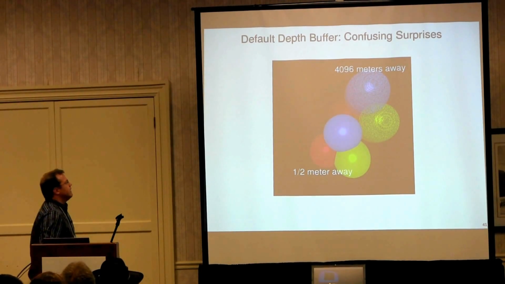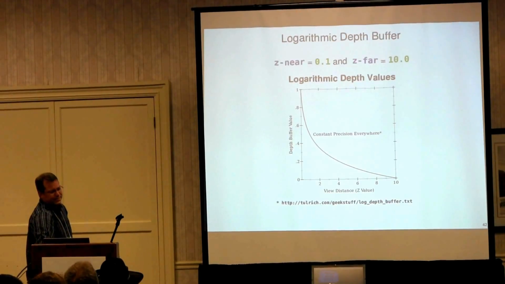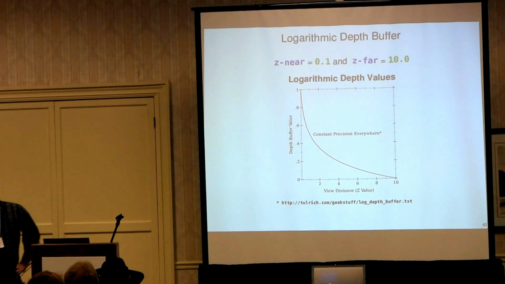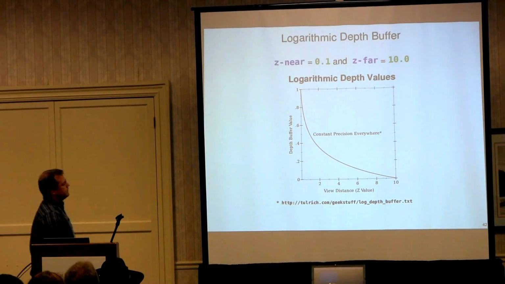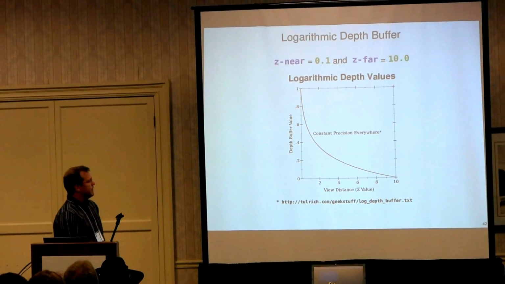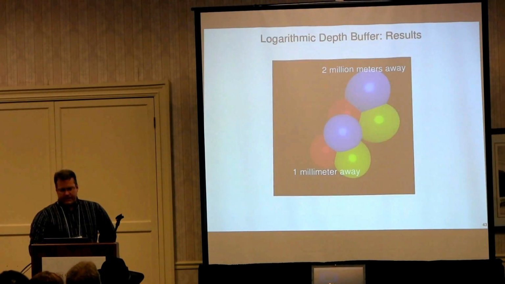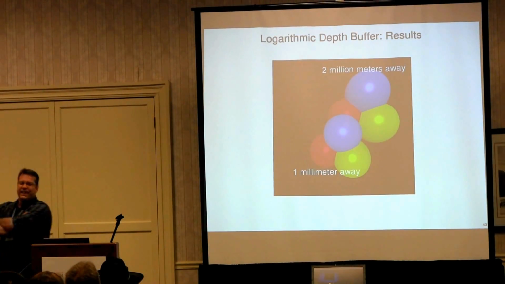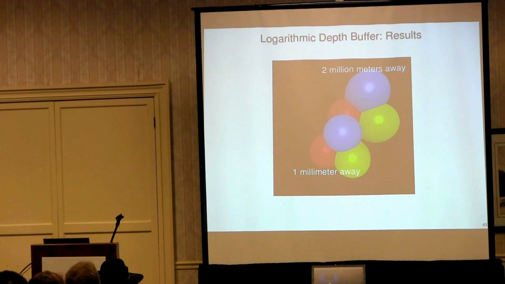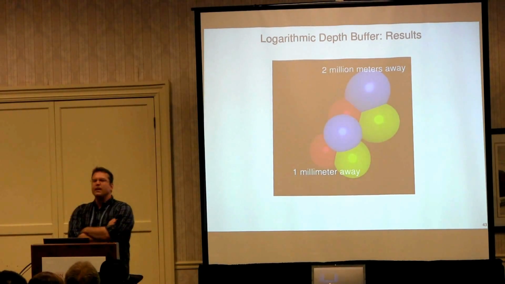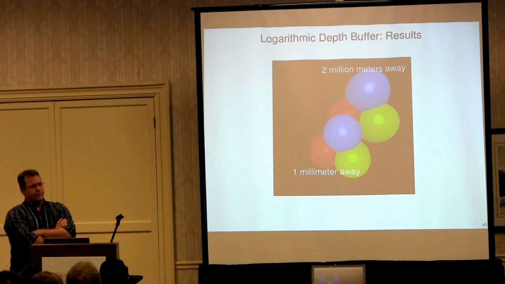We can't have that. So, fortunately, some other people have come up with a nice way of doing this and come up with a different function, a way of overriding what OpenGL does. It's called logarithmic depth values, and you get constant precision everywhere. And the upshot of this is everything from 1 millimeter to 2 million meters away is perfectly consistent with this kind of depth buffer. So minimize the confusing surprises.